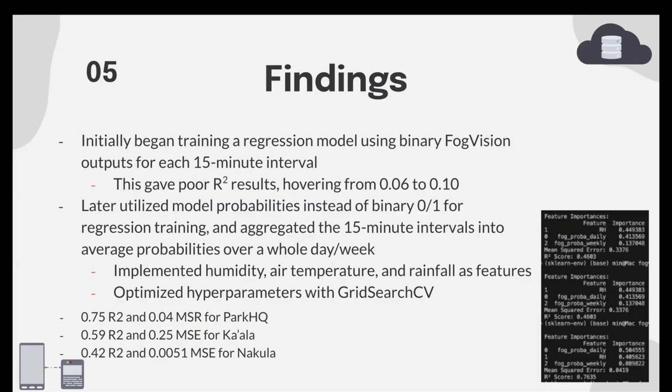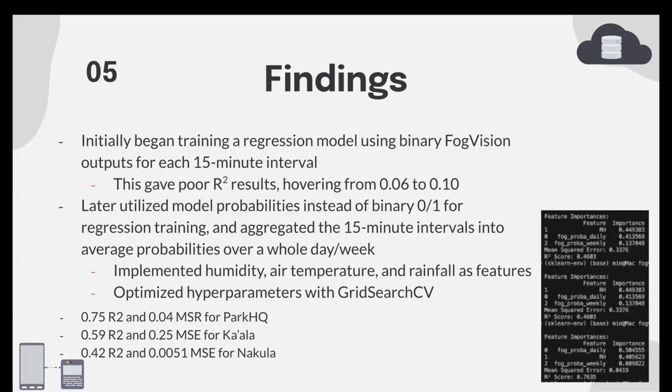And then in addition, to train the model, I implemented the humidity, air temperature, and rainfall as features. And these came from the on-site climate data that we were provided. It was pretty useful for detecting fog because we can see that rainfall and air temperature, etc., are very important for when fog is present. And then once again, I optimized hyperparameters with GridSearchCV.